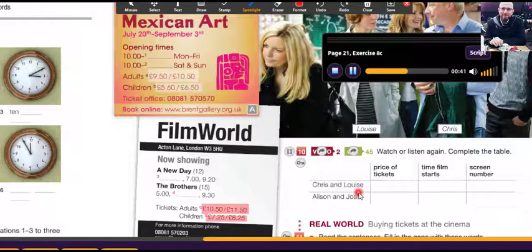B. Welcome to the Film World Information and Booking Line. Here are the films showing at this cinema from Friday, June the 10th to Thursday, June the 16th. A New Day, Certificate 12, showing at 4:40, 7 and 9:20. The Brothers, Certificate 15, showing at 5, 7:15 and 9:30. Ticket prices are £11.50 for adults and £8.25 for children under 16. To book tickets, please press 1 or go to our website at www.filmworld.co.uk.